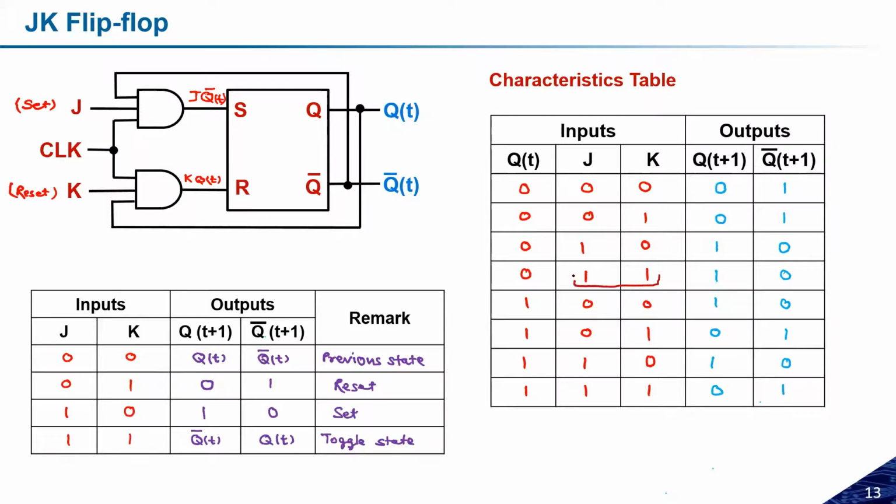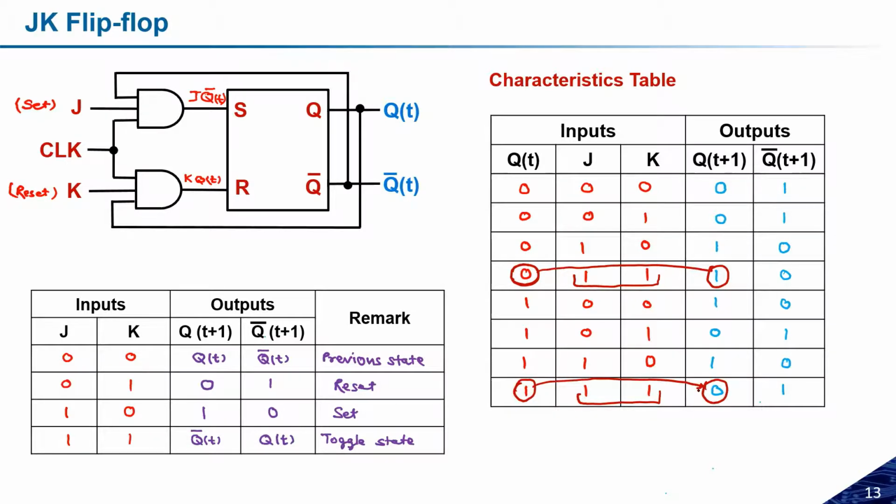In the last case, where j is equal to 1 and k is equal to 1, we have two possibilities. J and k both are 1, and if qt is equal to 0, I am getting qt bar, which is 1, and similarly if qt is equal to 1, I am getting qt bar, that is 0.